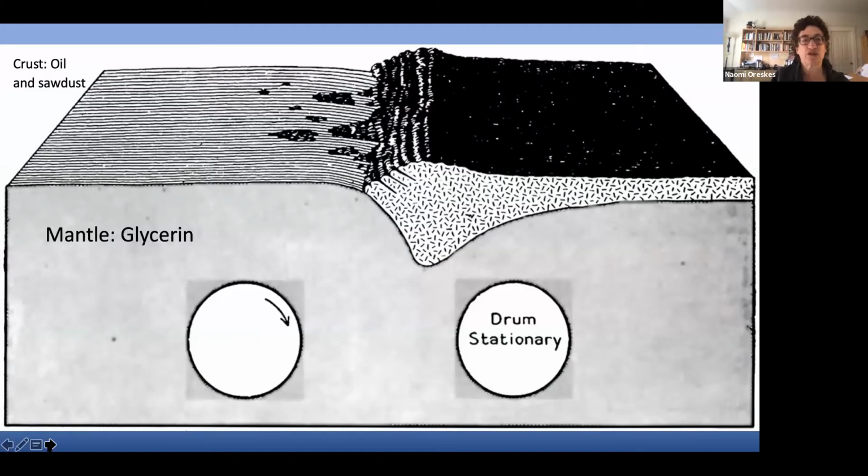And this is the picture that he drew. So the mantle is glycerin. The crust is made of oil and sawdust, so simple, easily available materials. And then he uses drums, either stationary or rotating, to simulate the effect of convection currents. And this is the picture he develops. And indeed, he finds that if he keeps one drum stationary and rotates the other, the crust thickens. First, it pulls down. You get the equivalent of a marine trench. And then the continental crust thickens. And you also get a set of thrust faults forming on the leading edge of the downward going oceanic crust.